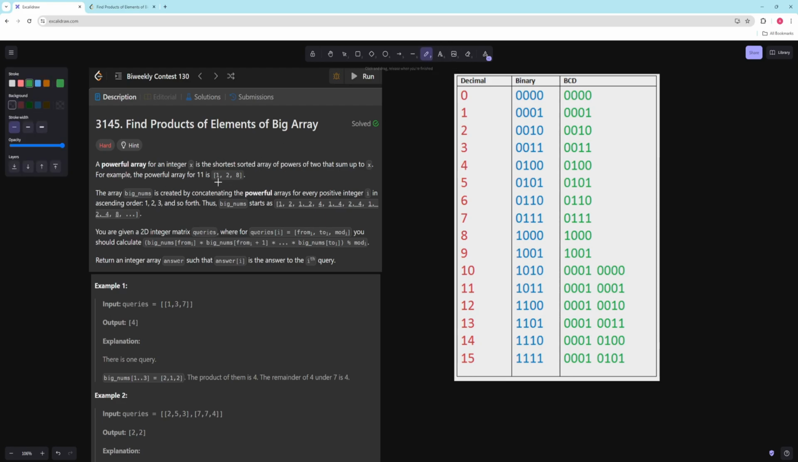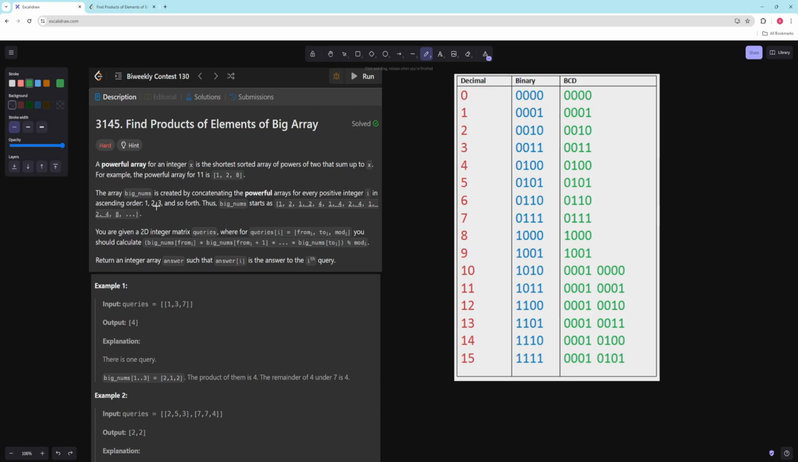This is one way of thinking about it, but another way of thinking about it is that a powerful array, for a number, is basically where all the 1 bits of the number are, and you just print those numbers in ascending order. So for example, for 11, the 1 bits are here. This is 1, this is 2, and this is 8. So for 11, it would just be 1, 2, 8. So where are all the 1 bits set, and just sort them in ascending order.